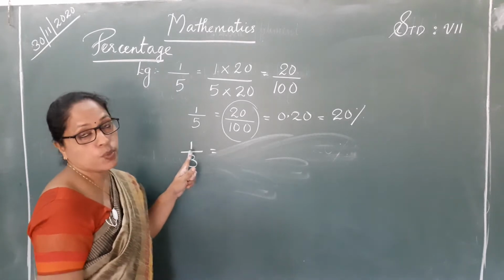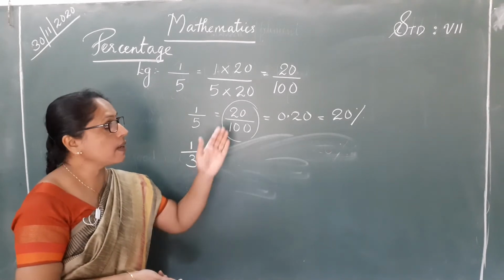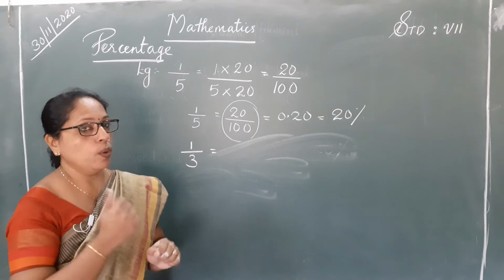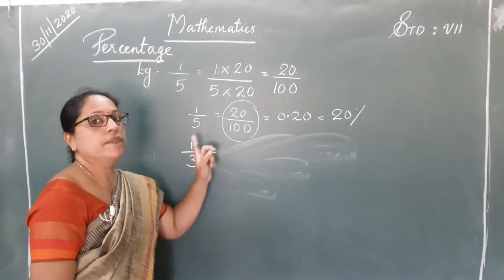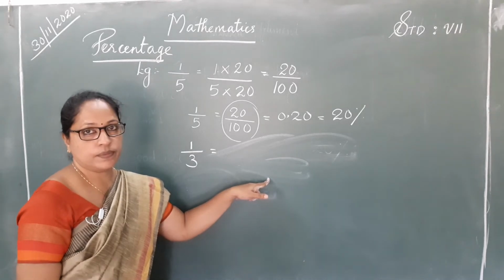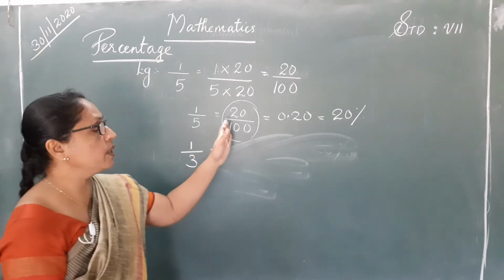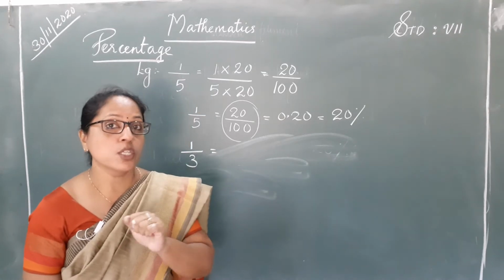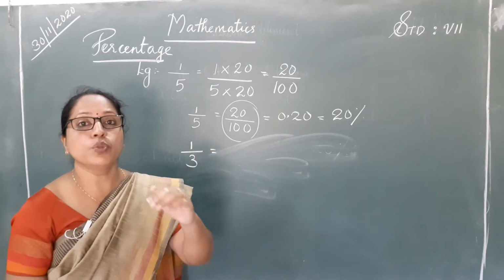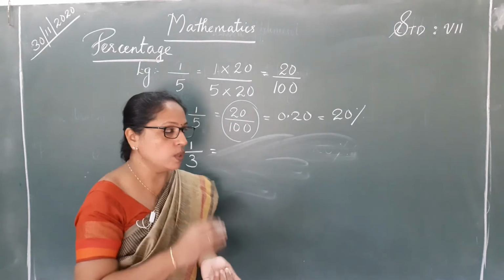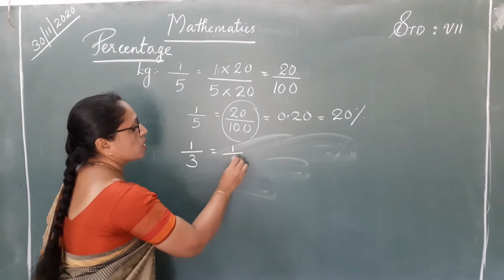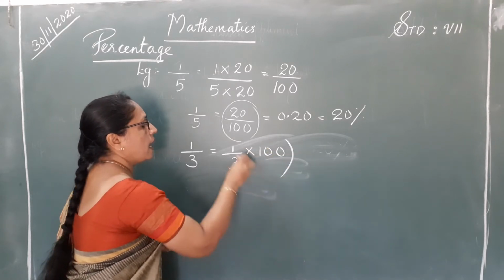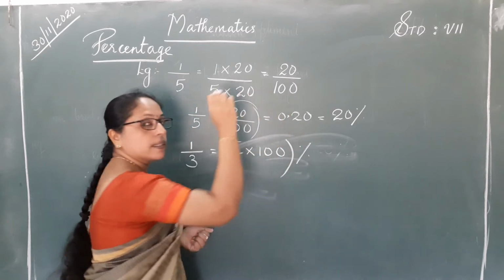Now the example is 1 by 3. So how do you change this 1 by 3? Let's try in the same way. Is it possible? No, because 3 is stable, we cannot put it into 100. So some fractions we cannot put directly into equivalent fractions with the denominator 100. In such a case, what do we have to do to put it into percentage? The rule is, take the fraction, multiply by 100 and put the percentage sign.